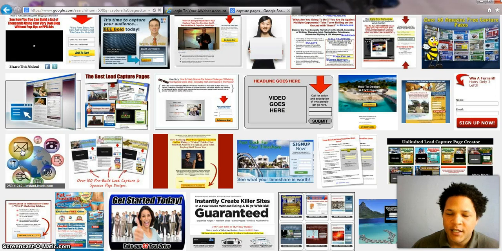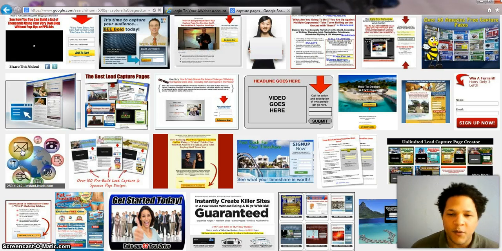That's pretty much it. So we're going to talk about capture pages first. A capture page is just a way to get information about a lead or a prospect. Someone who's interested in your business gives you their information to get back with them or follow up with them, and you want to do a follow-up series with them, and I'll go over that a little bit later.